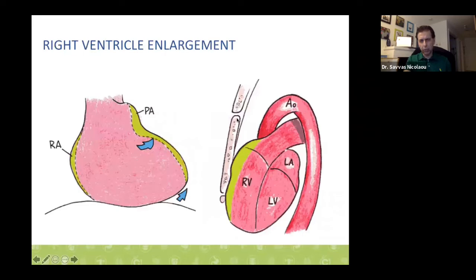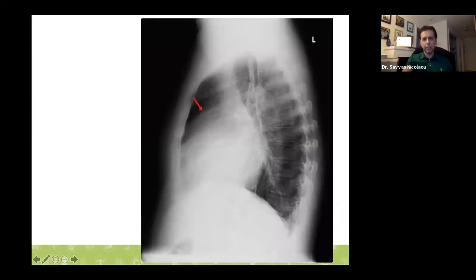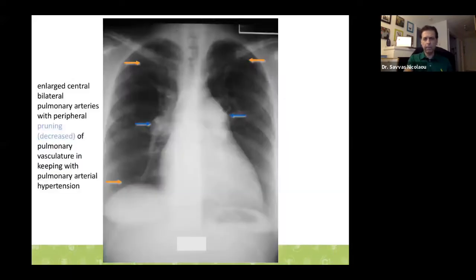So if we look at enlargement of the right ventricle, we want to see it creep up more than 1/3 the length of the sternum. In this particular example, we can see it has creeped up more than 1/3 of the sternum. It's anterior, posterior, superior, inferior. So that is enlargement of the right ventricle.